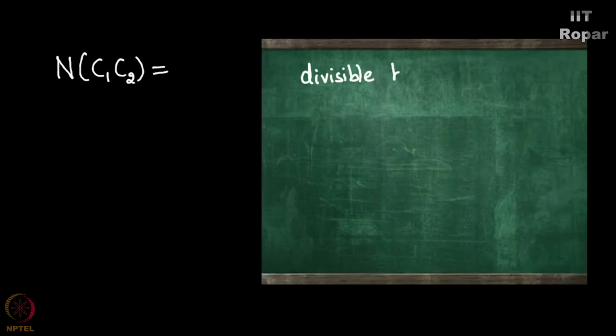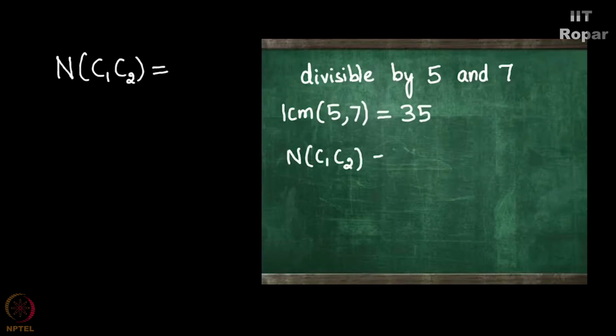What is N of C1, C2? Where you have to find out those integers which are divisible by 5 as well as 7. So we take the LCM of 5 and 7, which happens to be 35. So you have to calculate those integers which are divisible by 35. So 2000 divided by 35 happens to be 57, right?